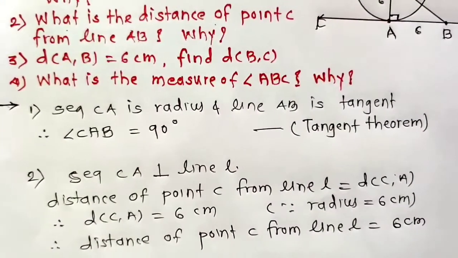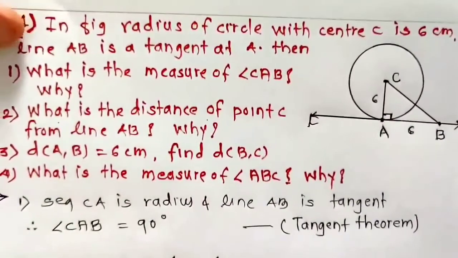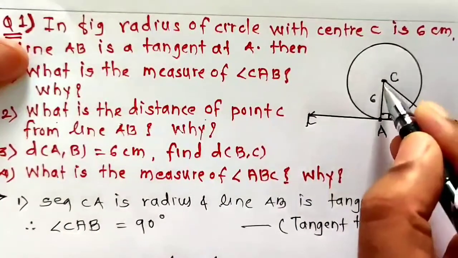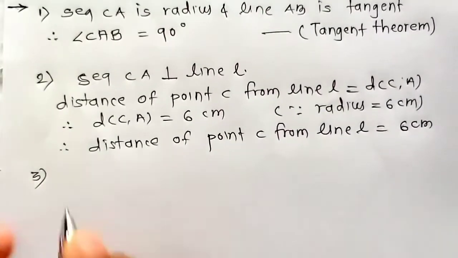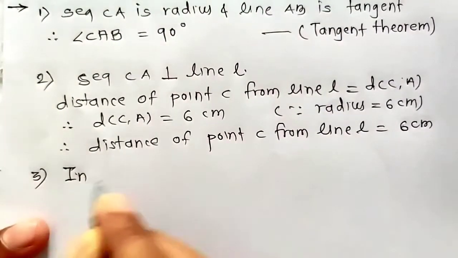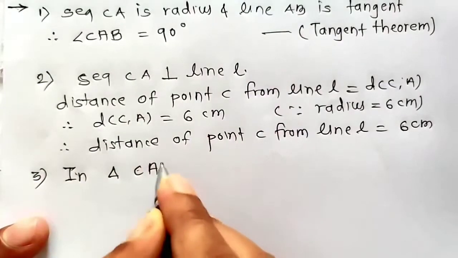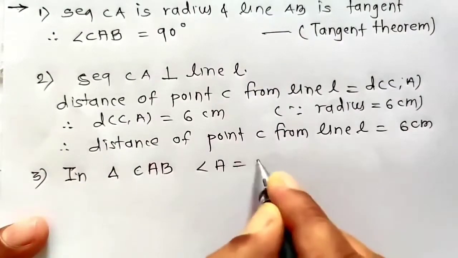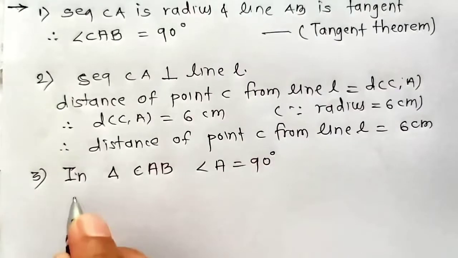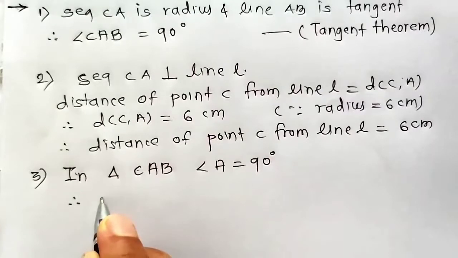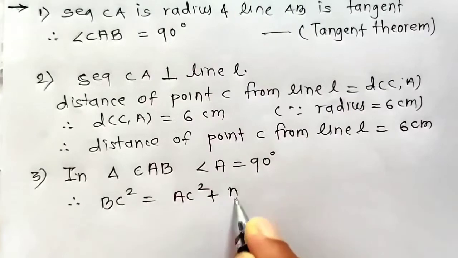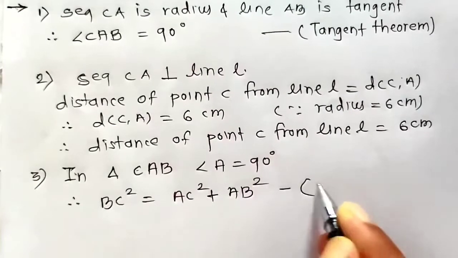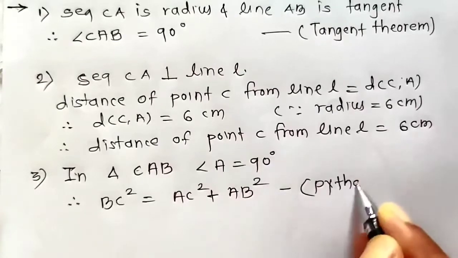Third point: AB is equal to 6 in this figure. If you observe the figure, AB is 6 and AC is 6. Now it is a right angle triangle, so use the Pythagoras theorem. In triangle CAB, angle A is 90 degrees. Therefore by Pythagoras what can we write? BC square is equal to AC square plus AB square. Reason: Pythagoras theorem.